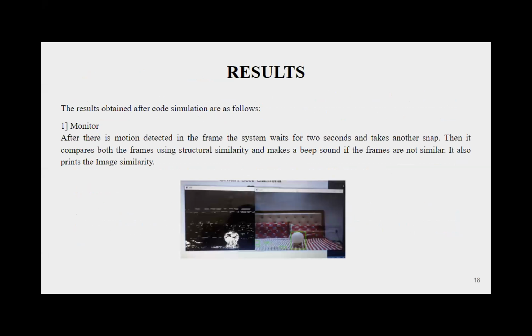These are the results obtained after the code simulation. First, the monitoring function, which detects whether the object is stolen or not. After motion is detected in the frame, the system waits for 2 seconds and takes another snap. Then it compares both frames using structural similarity and makes a beep sound if the frames are not similar. So it prints the image similarity.